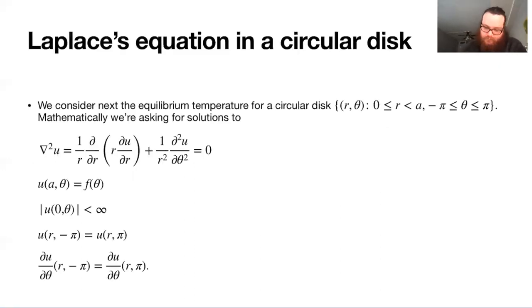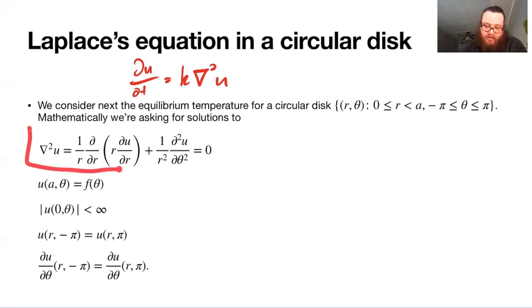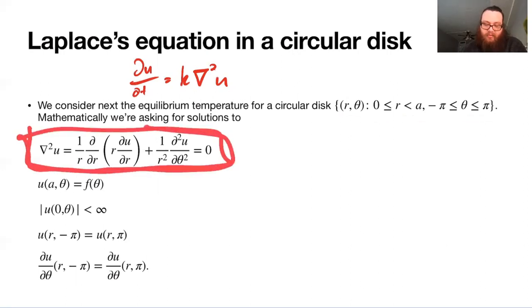So we're still solving Laplace's equation. If we want an equilibrium temperature, we're still solving du dt is equal to k nabla squared u. It's just that if we work in polar coordinates, nabla squared u is going to look different. What does it look like? Well, nabla squared u in this case looks like this. So this is now the problem that we want to solve.